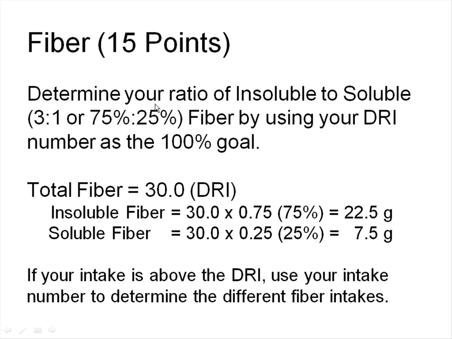So what I did was, again, your ratio of insoluble to soluble should be 3-to-1, or 75% to 25%. So if we look at our DRI of 30 grams, if I take 30 times 75%, I should be getting 22.5 grams of insoluble and 7.5 of soluble. And so we're going to use these numbers to determine that.